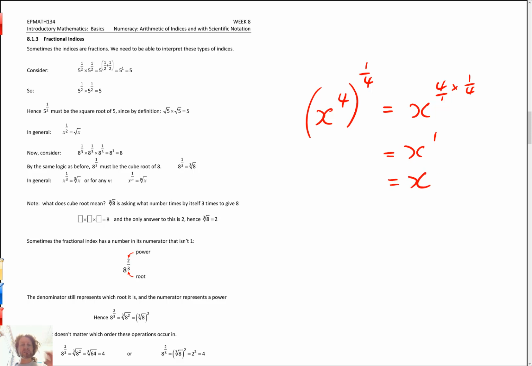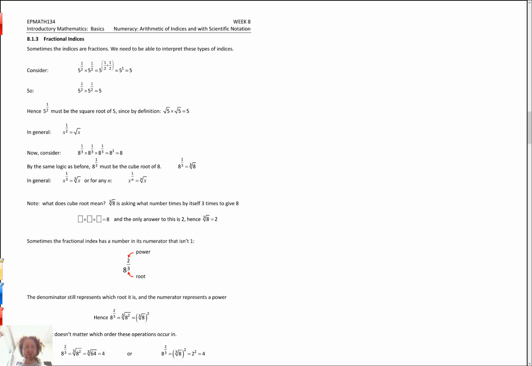That's me just backing up my statement that to the power of 4 and to the power of a quarter are equal and opposite. What if I do both of them? I'm just left with x. Okay. So now look at the next bit that says we can combine them.